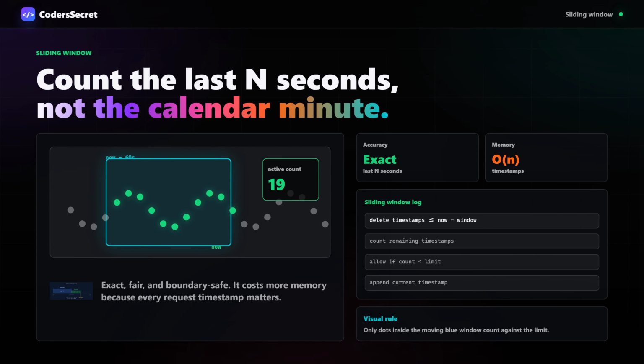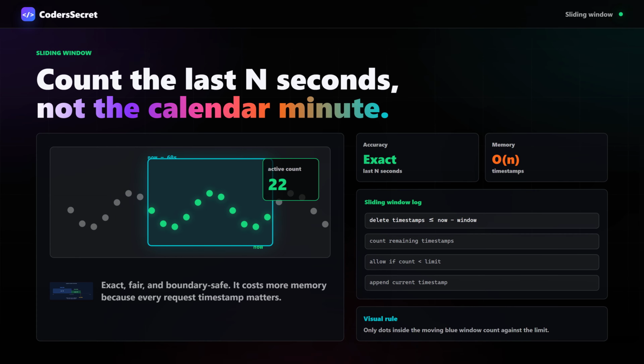A sliding window limiter looks at the actual last n seconds instead of a calendar minute. It stores request timestamps, removes expired ones, and counts the remaining requests. This is more accurate and avoids fixed window boundary bursts, but it uses more memory because every request timestamp has to be tracked.